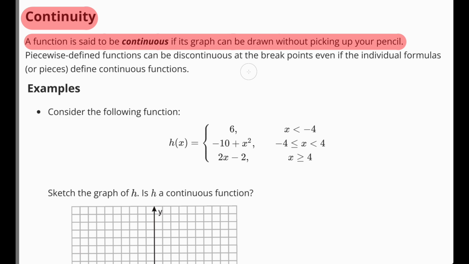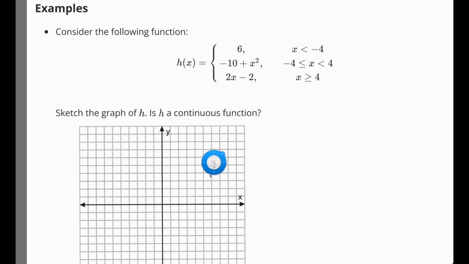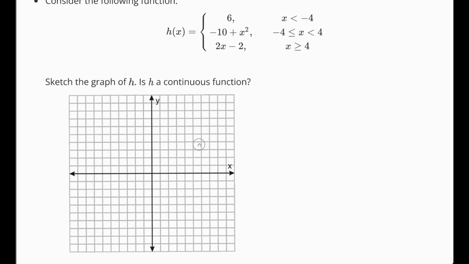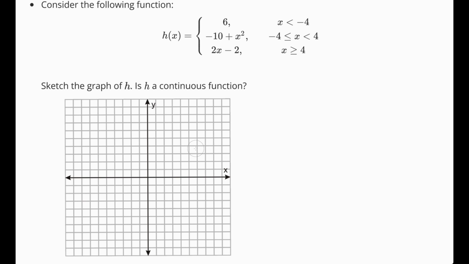Piecewise defined functions can be discontinuous at break points, even if individual formulas or pieces define continuous functions. So we have to be aware of breakpoints and overall continuity of each individual piece when we're trying to figure out the continuity of a piecewise function. The first example, it says right here, consider the following function. We have another 3-piece piecewise function there, h of x, and it says to sketch the graph of h. Is h continuous? So we're going to have to graph it just like we just did a second ago, and we're going to figure out, is it actually continuous or not?